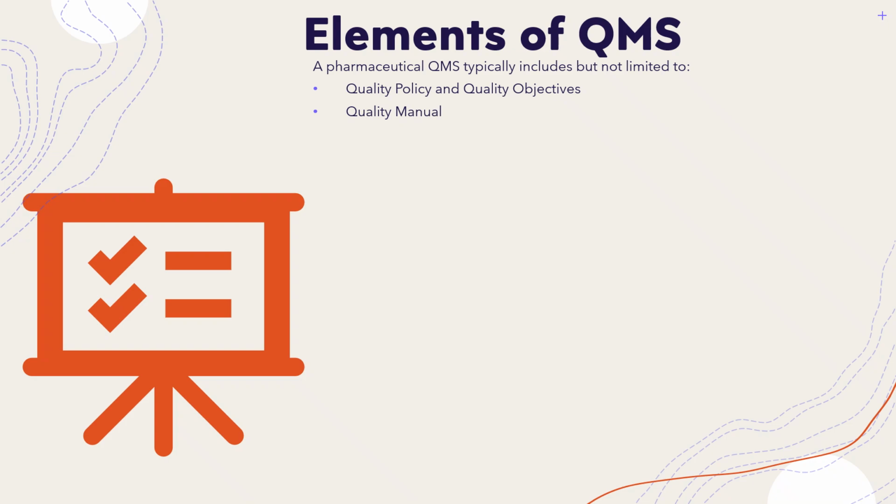It is a high-level document which describes the structure of the QMS, responsibilities, key procedures, and regulatory obligations. Next is document management. It is a control system for creating, reviewing, approving, issuing, and revising GMP documents, which ensures only current and authorized documents are used in operations, reducing errors and maintaining compliance. Next is training and competency. This is also a very important element of QMS, which ensures employees are qualified to perform their assigned tasks.